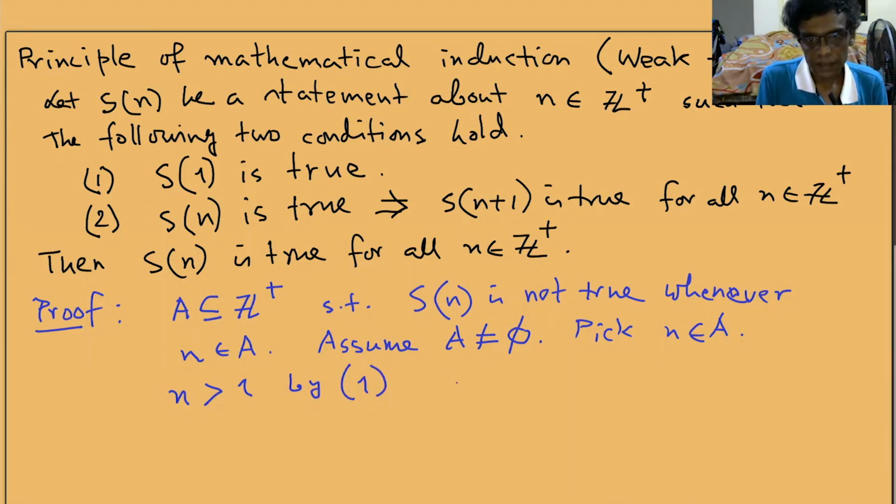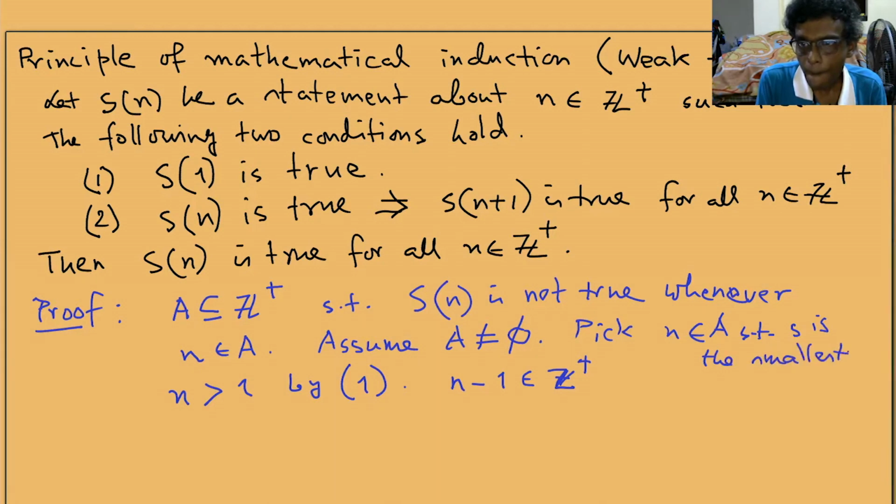This essentially implies that n is greater than or equal to 2, that is, n minus 1 is again a member of Z plus. My choice of n is just to pick n in A such that n is the smallest element of A.